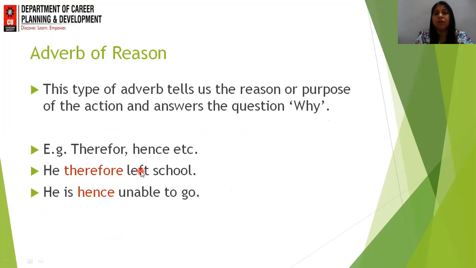Next is reason. Whenever you are telling about the reason of anything that happened, any action that happened, it is going to be an adverb of reason. So why? Whenever we are answering this question of why, it is an adverb of reason. What can be the different examples for this? Therefore, hence. We are just giving the reason why something happened. Even because can be here. He therefore left school. He is hence unable to go. So we are giving the reasons for why a particular action has happened. This means it's an adverb of reason.